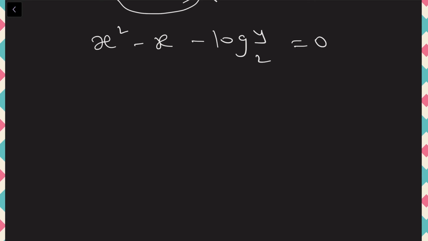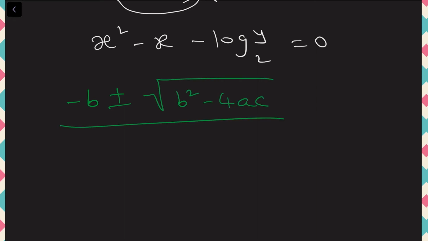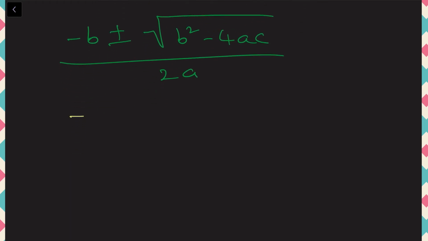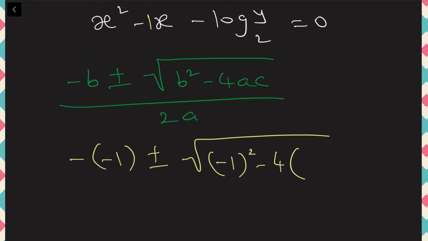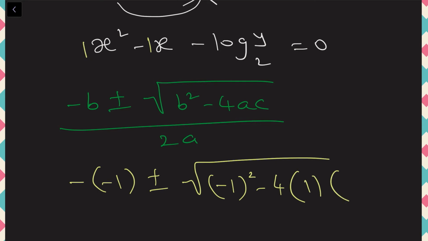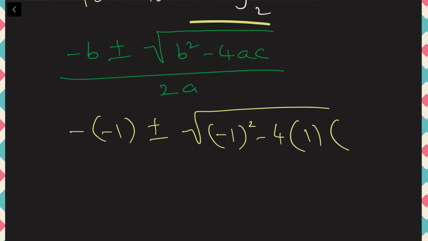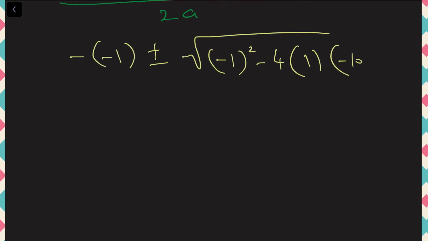So, by using the formula for finding the roots, I am going to find the x value. We have the formula to find the roots, that is minus b plus or minus under root b square minus 4ac, whole divided by 2a. Minus symbol as it is. What is the b value? b is nothing but the x coefficient, that is minus 1. Minus of minus 1 plus or minus under root b square, that is minus 1 whole square, minus 4 into the a value. a is nothing but the x square coefficient, that is 1, into c. c is nothing but the constant, that is minus log y base 2, whole divided by 2a.